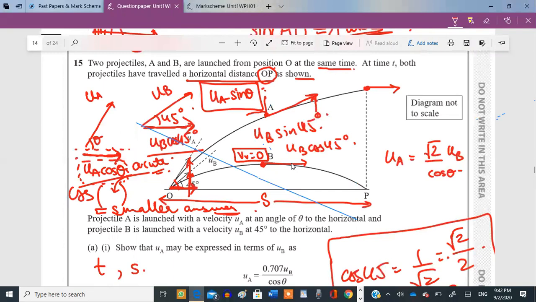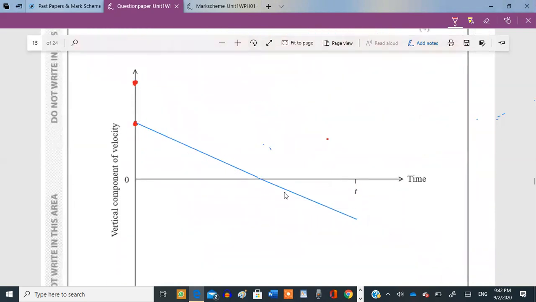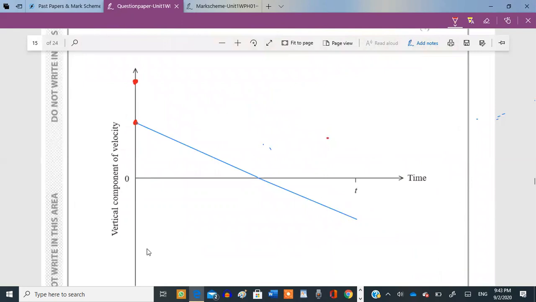See, it's changing direction. It's coming down. The vertical component has now changed its direction. So the vertical component is now increasing in the negative direction. So this velocity will go on to the negative side of the graph. It will go below the graph. And at time t, it will reach its maximum value.